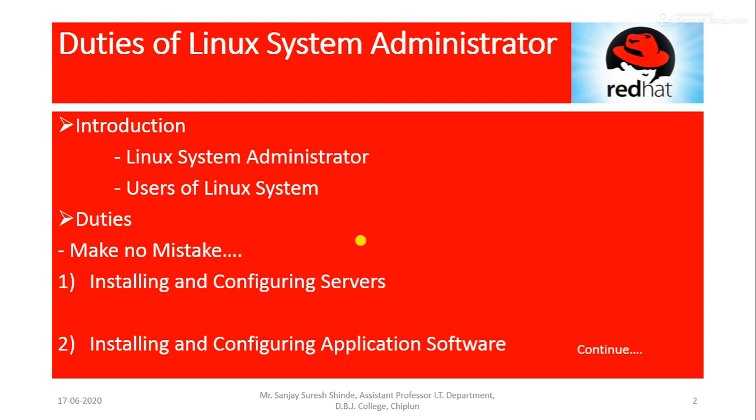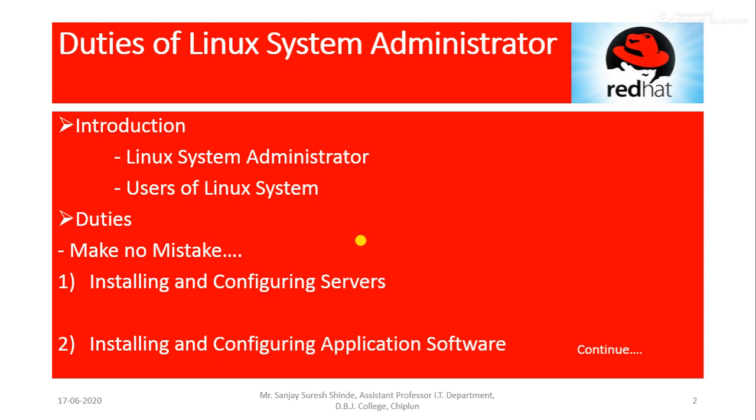The next duty is installing and configuring application software. This is again very important because Linux is a multi-user system, meaning on a single system many users can log in and work at the same time. Which user needs what type of software or package, based on that the installation and configuration of the application software should be done. An individual user can install applications in his home directory, but the administrator's task is that the administrator can limit which user may use which application by creating a group.